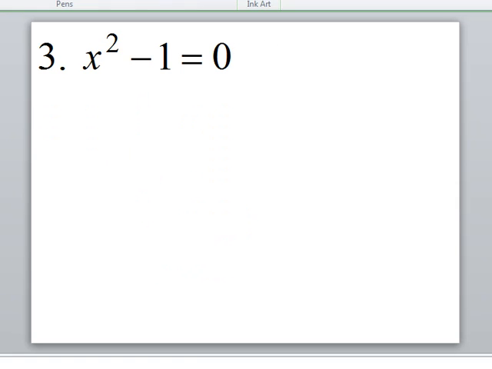On my next equation, I need to get the x squared by itself. I will do so by adding 1. X squared is equal to 1. Square root both sides. X is equal to plus or minus 1. My two solutions then are 1 and negative 1.